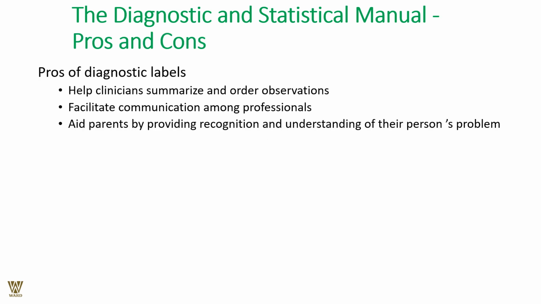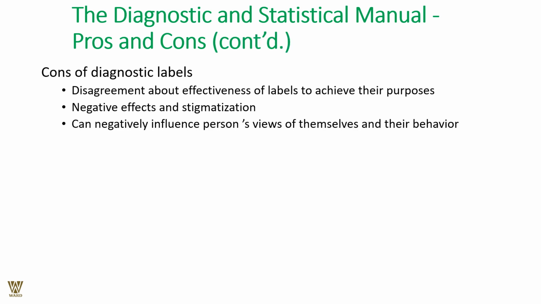What are we looking out for as far as DSM is concerned, the Diagnostic and Statistical Manual? What are the advantages? First and foremost, the diagnostic label helps the assessor understand what they are looking for, how the data manifest and what can be the probable solution. It facilitates communication among professionals. Among the peer group of the assessor, they will come to know about conclusion or consensus. It aids parents by providing recognition and understanding of the problems of the person.